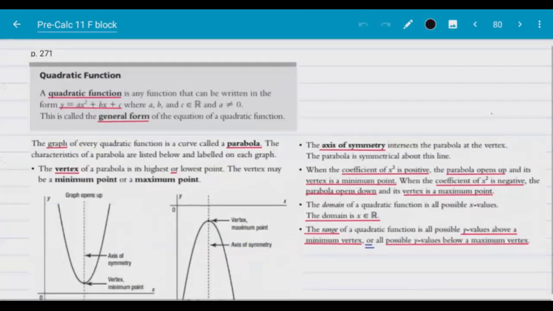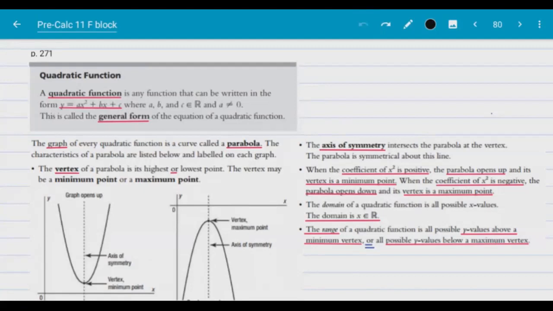So what we have graphed are quadratic functions, okay? A quadratic function is any function that can be written in this form: y equals ax squared plus bx plus c, such that a, b, and c are real numbers and your a is not equal to 0. A cannot be equal to 0 because if it is, then ax squared becomes 0 and this part will be gone and it will become linear, okay? This is called the general form of the equation of a quadratic function.